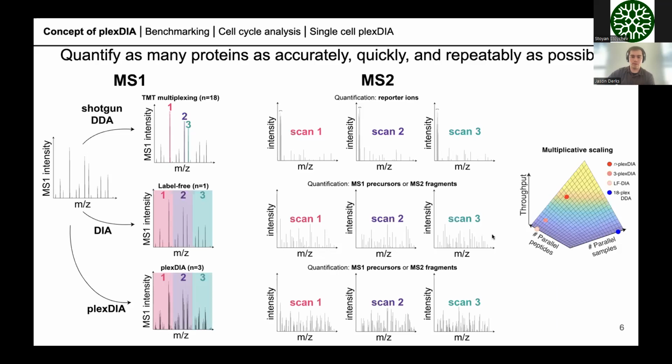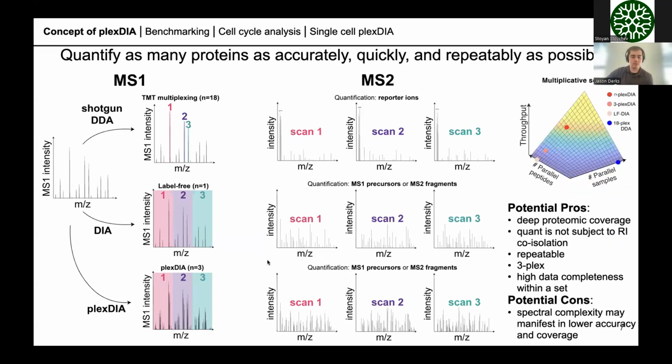And so we were thinking of using plexDIA, where we're going to do data independent acquisition, but we're going to multiplex with isotopologous chemical labels so that we can acquire not only peptides in parallel, but samples in parallel. And this is not a novel idea. This is something that people have tried previously, but it still has not been well benchmarked against a label-free DIA method. So it's still unclear whether you could actually increase the throughput multiplicatively by running samples in parallel.